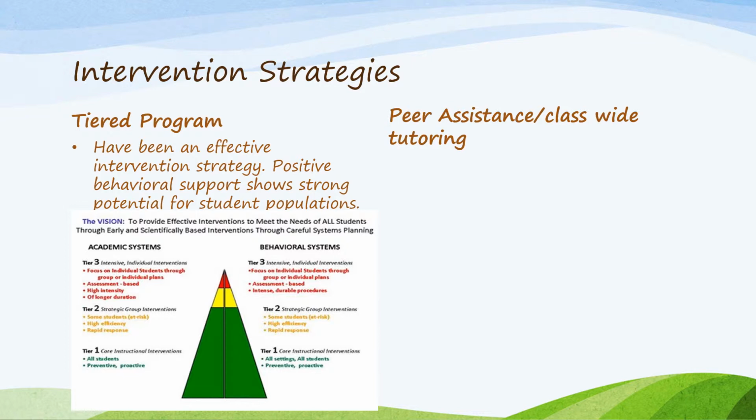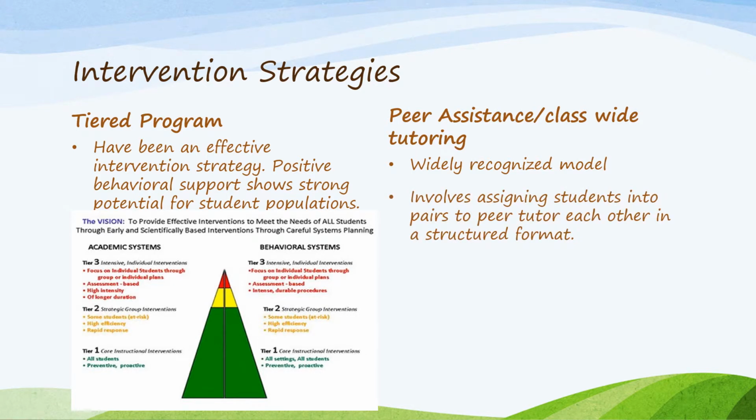The next intervention strategy we can look at is the peer assistant class-wide tutoring. This is a widely recognized model, and it involves assigning students into pairs to peer tutor one another in a structured format. So therefore the students would be following a format that the teacher would provide to keep them on track and answering the right questions and helping one another.